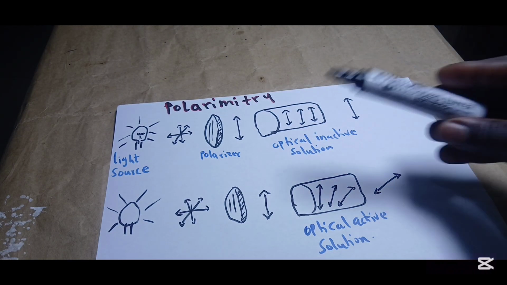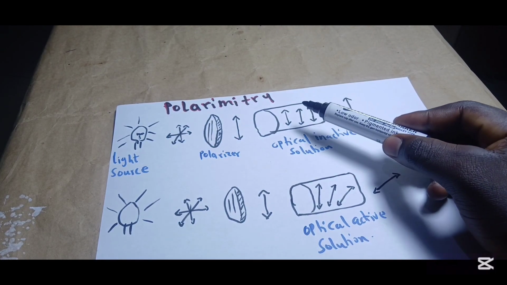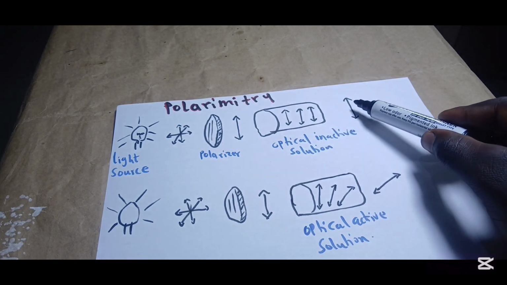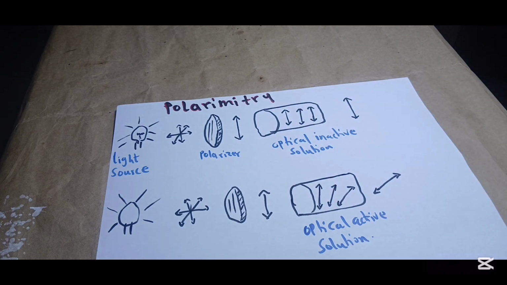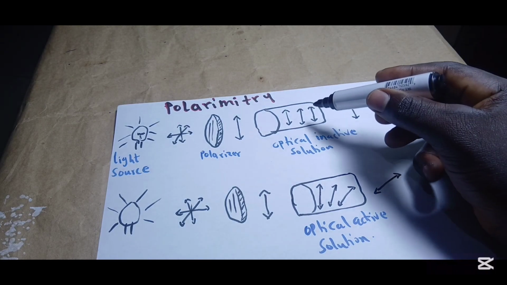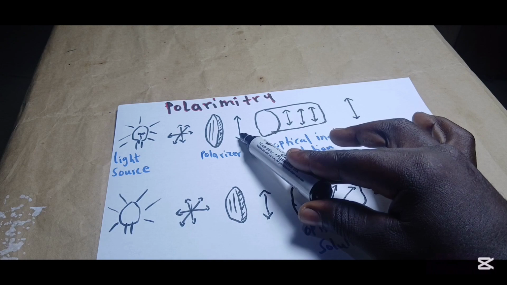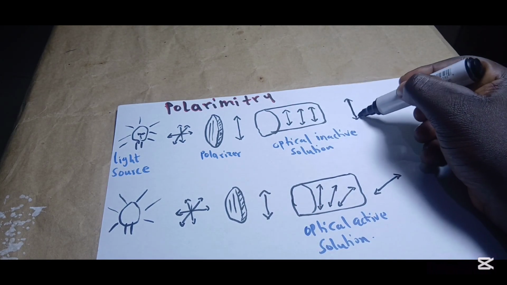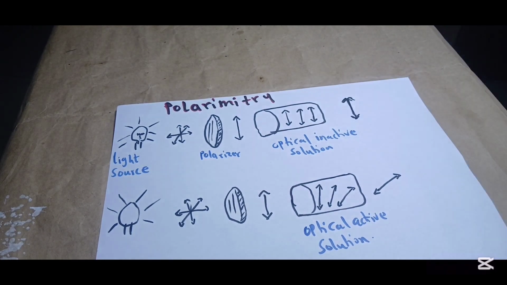So if that single ray passes through a solution that is optically inactive, then the ray will pass straight through it with no change in angle. So if the polarized light passes through the solution and does not change in angle, then the solution is optically inactive.